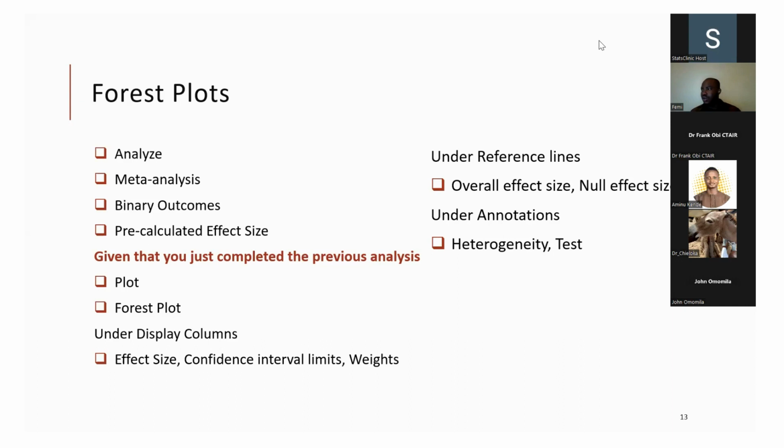Okay, so I want us to click on plot because we have just finished one meta-analysis, so you might not need to populate those boxes all over again. Just go ahead and click on plot. Under plots, you will see forest plot, you will see cumulative forest plot, you will see bubble plot, you will see funnel plot, you will see Galbraith plot. So at the moment, I'll continue sharing the screen.